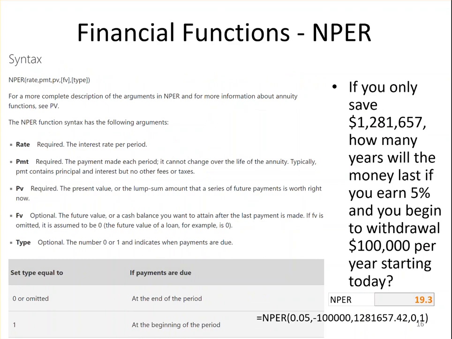This is a type of problem where you say, if you only save $1.2 million at retirement, how many years will my money last if I'm earning 5% and I'm withdrawing $100,000 a year? So in this problem, I use NPER as the function, 5%. I have my payment amount, which is my withdrawals of $100,000. My present value is the $1.28 million I've saved. And I'm going to put 1 here for beginning of period. What it says is my money is only going to last me 19.3 years on average, not the 25 I was hoping for.